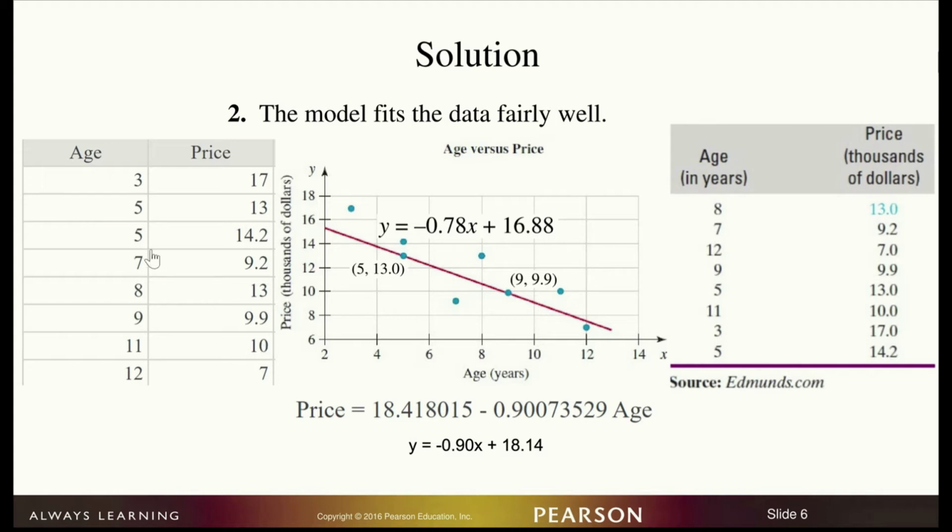5, 13 from here, because 2 5-year-old cars were in the study, and one was sold for 13,000, the other for 14.2. But we used this one and this one, 9.99, and we use the techniques of the last class, which is basically find the slope, right? m equals y2 minus y1 over x2 minus x1. Once you have m, plug it back in to find the value of b, and that's where that 16.88 comes from.